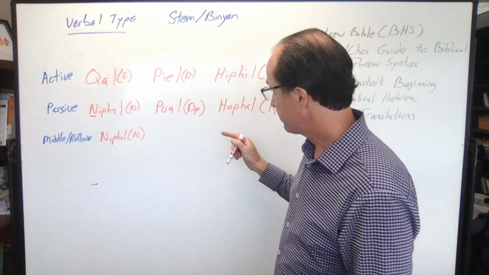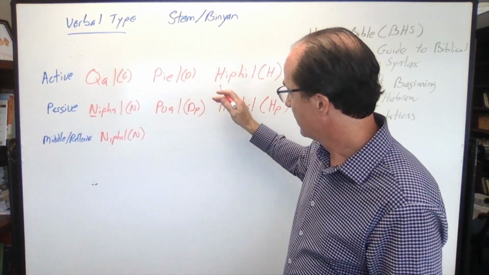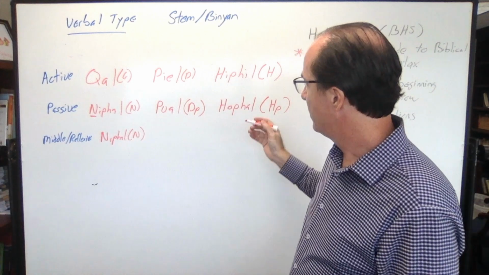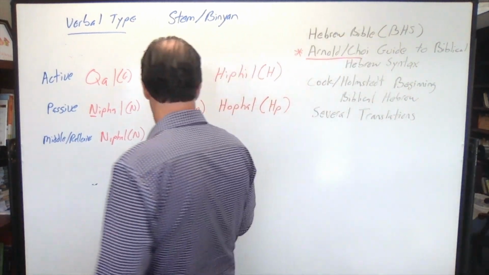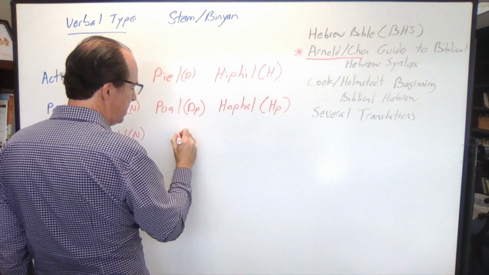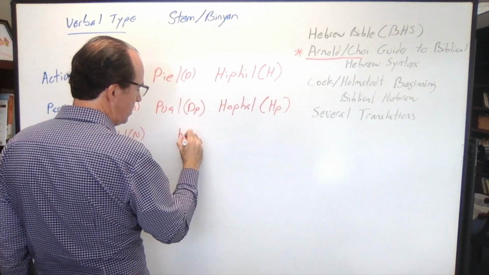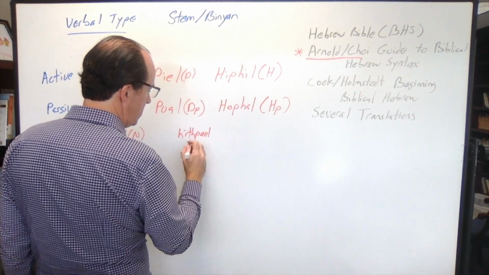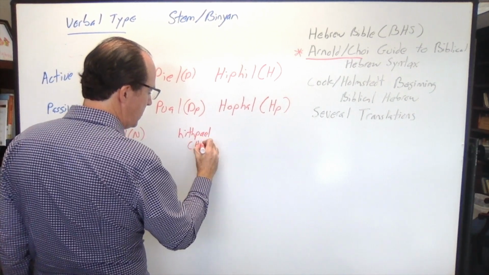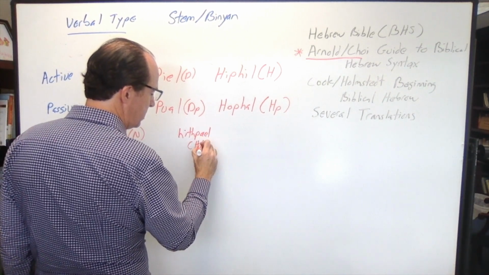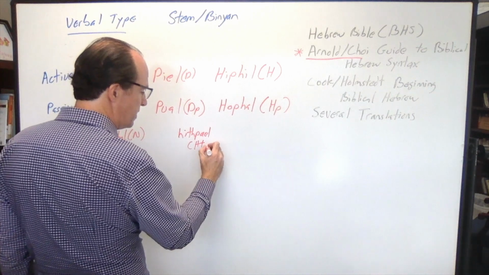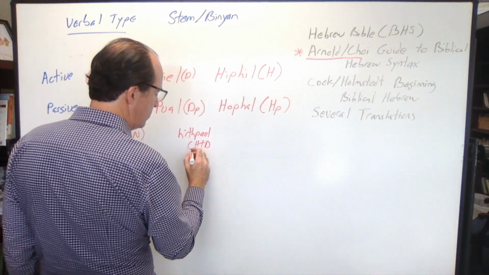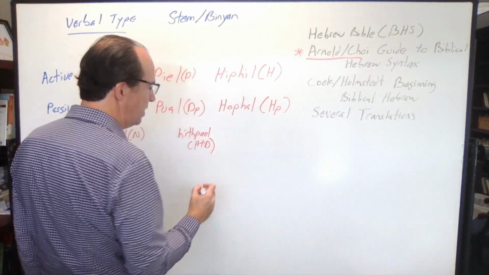For the Piel, Pual, and Hifil, we have this other type of the verb called the Hitpael, which, with the abbreviation, has a hey, tav, and then a doubled second radical. So this gets called the HTD stem.